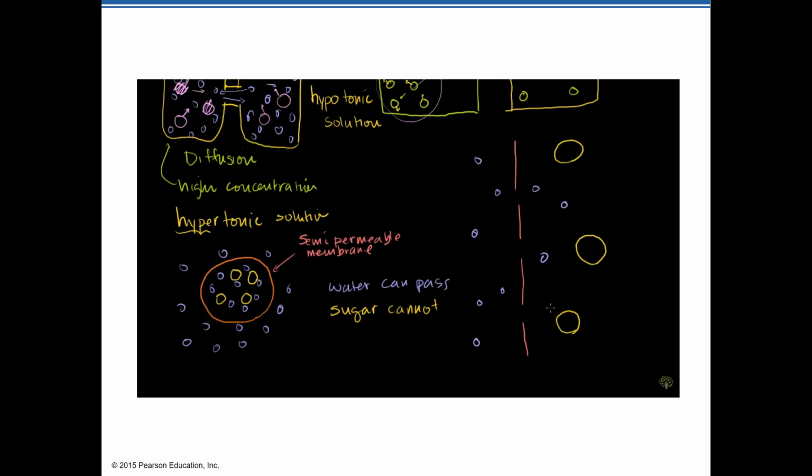Now, what do you think is going to happen in this situation? So first of all, let's use our terminology. Remember, sugar is our solute, water is our solvent, and we have a semi-permeable membrane. Which side of the membrane has a higher or lower concentration of solute? Well, the inside does. The inside is hypertonic. So I could write here, hypertonic. The outside has a lower concentration, so it's hypotonic. It's hypotonic out here. Lower concentration of solute.